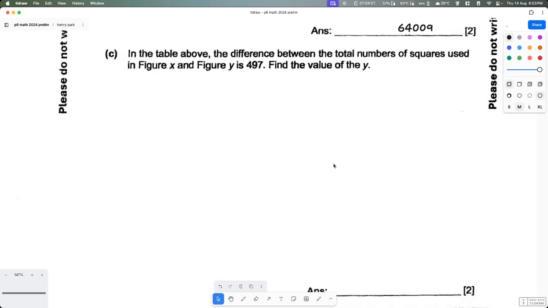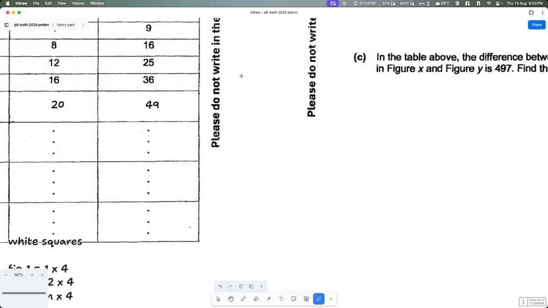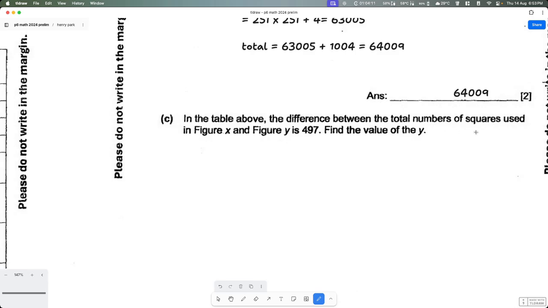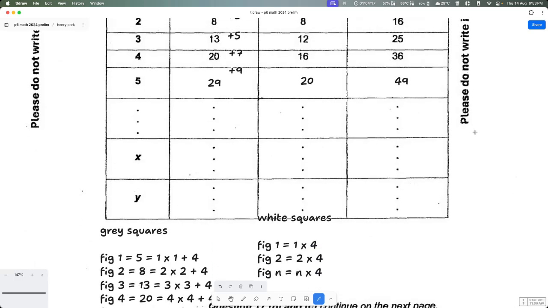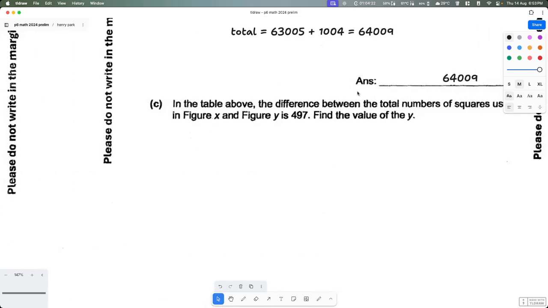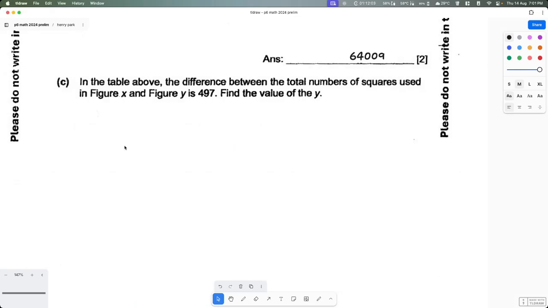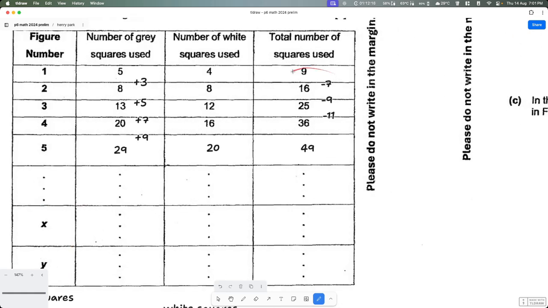In the table above, the difference between the total number of squares used in figure X and figure Y is 497. Find the value of Y. So difference between the total number of squares used. So for this is 497. All right, so for part C in the table above, the difference between the total number of squares used in figure X and figure Y is 497. Find the value of Y. Okay, so these two are side by side. So I've calculated the difference.